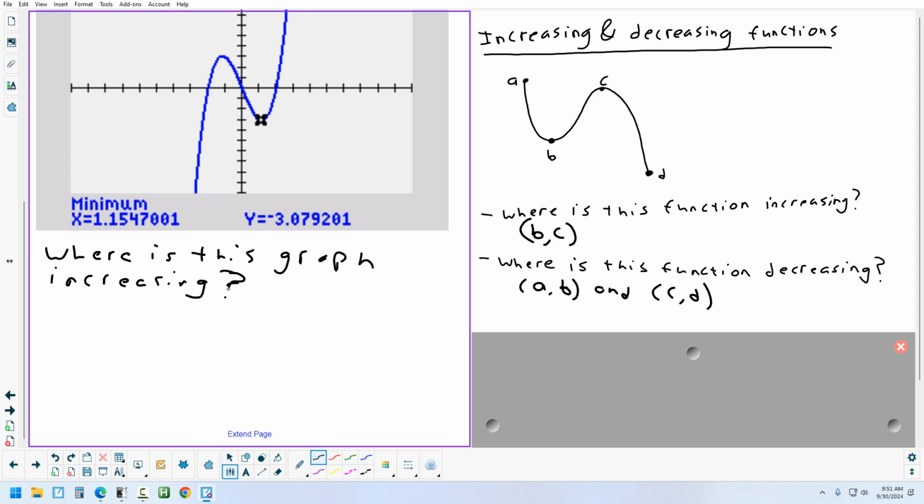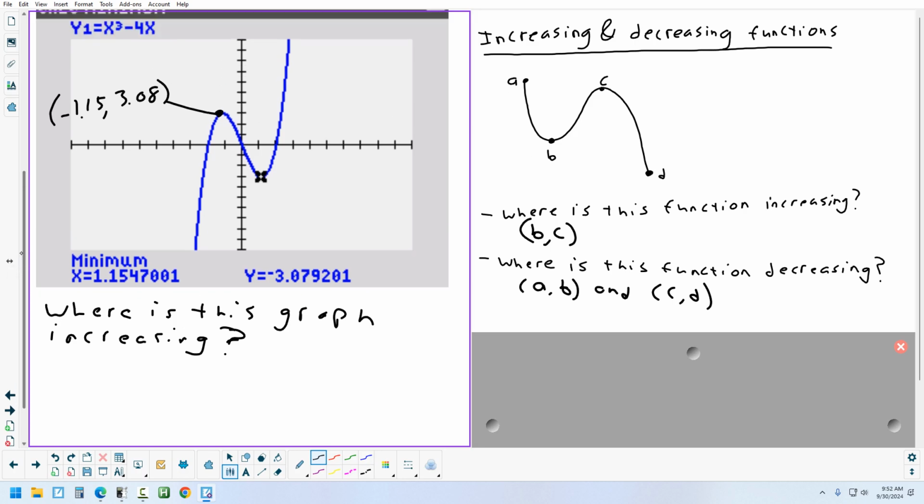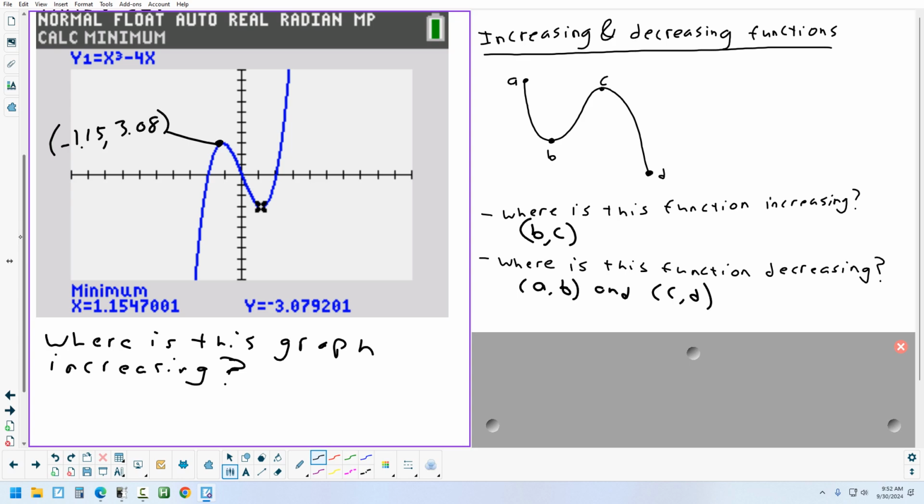Well, it's the same idea as what we just did. Let's label this coordinate. It's negative 1.16. I just know that because I found it before and I remember it. Wouldn't it be 1.15? Yeah, negative 1.15 if we round it properly, thanks. And then it's up 3.08. So how many intervals is this graph increasing on? How many sections are we going to have to describe that are increasing? In other words, positive slope. Yep, 2.